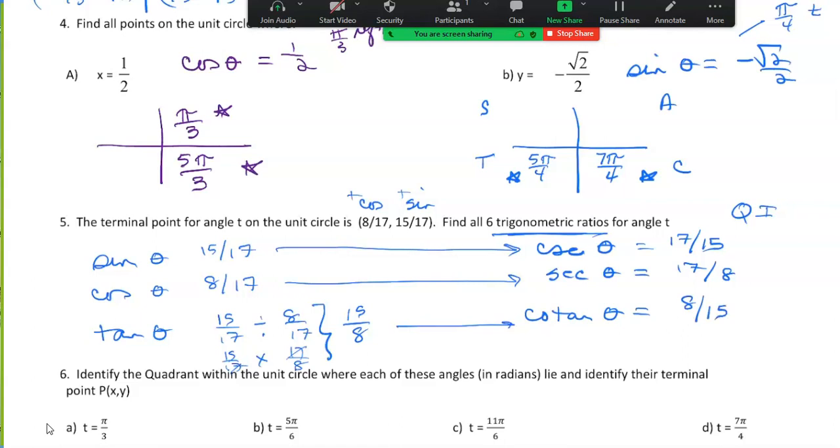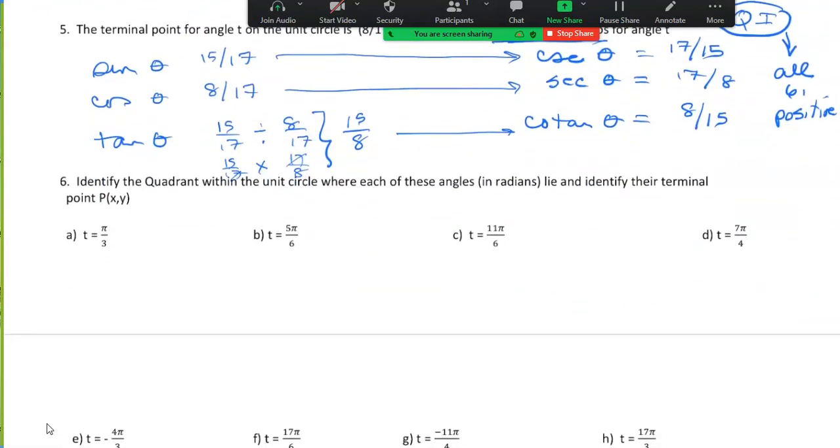Now, we were in quadrant 1 for this, so always make sure that you know what quadrant you're in, because only in quadrant 1 are all 6 positive. Okay, so you may have to deal with some negativity if you're in a different quadrant.